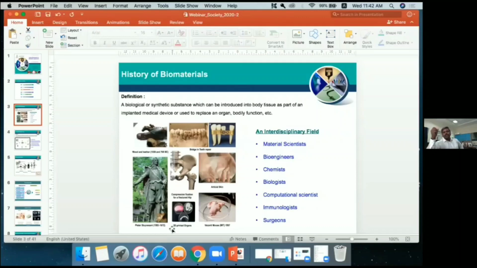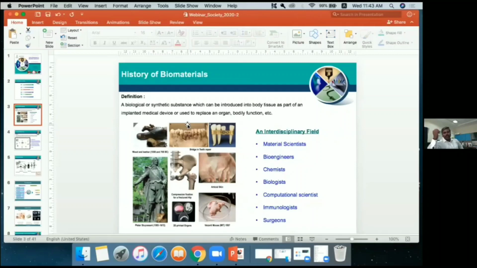But once gold and metallic substances came in, at that time gold was one of the best materials because it will never corrode. So people have used it in dentistry as a bridging material.